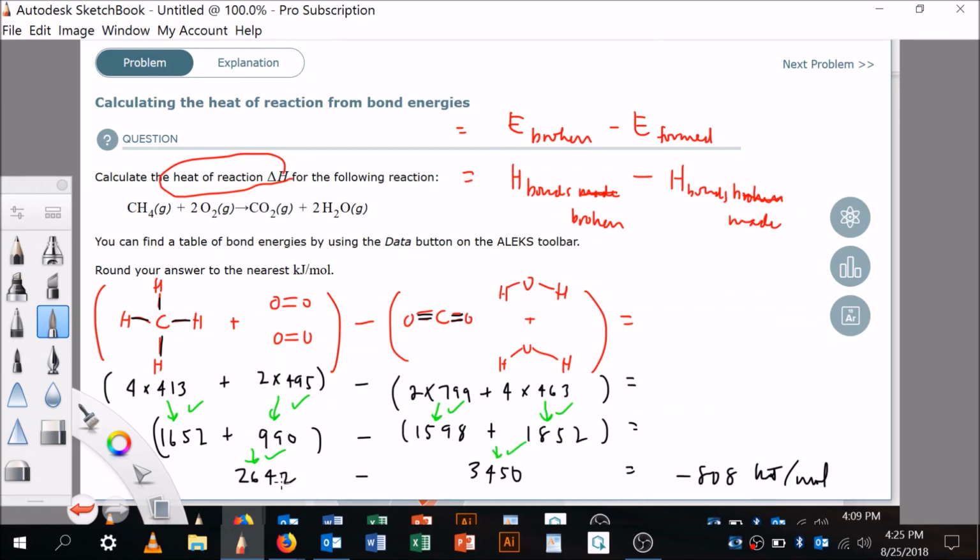All right, and then finally, 2600 minus 3400. Yeah. You see what I'm doing? I'm estimating. I'm just saying, does this make sense? Is it in the right ballpark? So yeah, it looks like I did all my math correctly. It's minus 808 kilojoules per mole, and I'm certain of that.